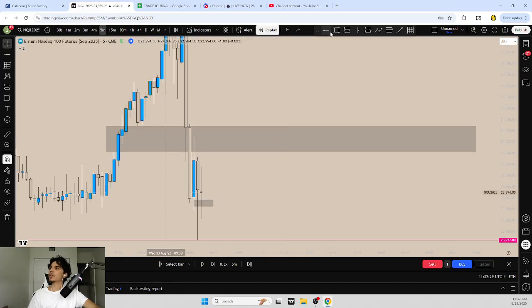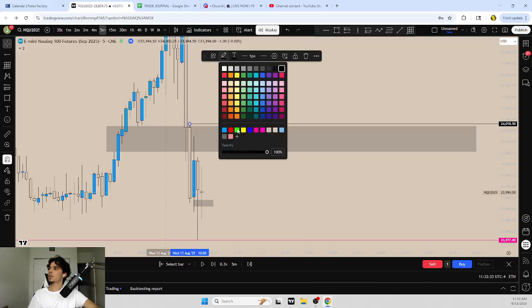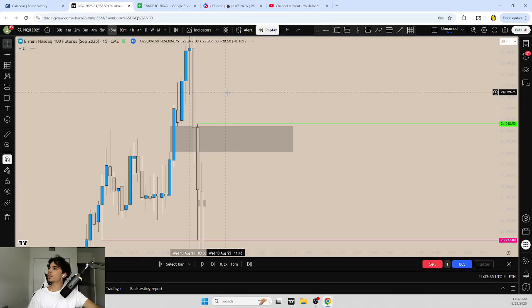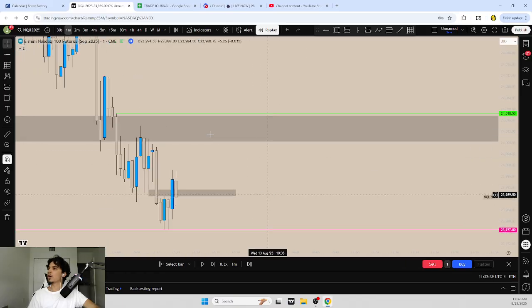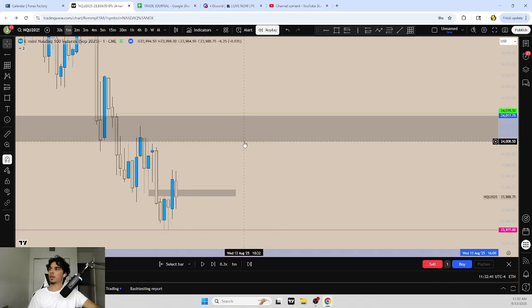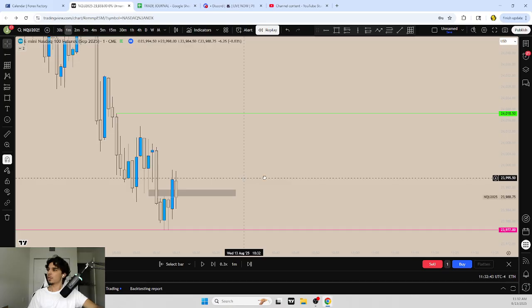targeted either this unfilled 5-minute right here. And I believe there was a 15-minute as well. Yeah, in the same exact spot. So we could have had a mechanical model towards the unfilled fair value gap, which is this green line. Get rid of that because that's no longer valid.